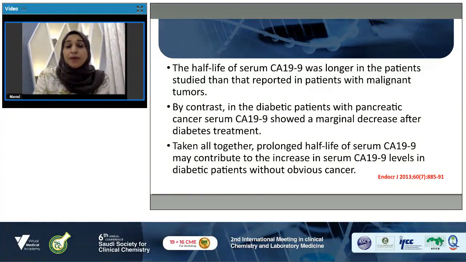In that paper, they concluded that the half-life of serum CA19-9 was longer in patients who have diabetes compared to patients who have malignancy. So diabetic patients show a prolonged half-life of CA19-9, which contributes to the increase in their CA19-9.